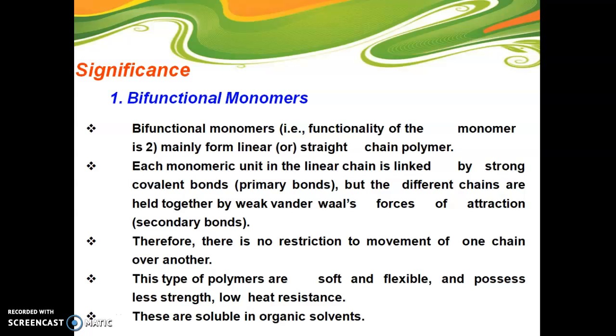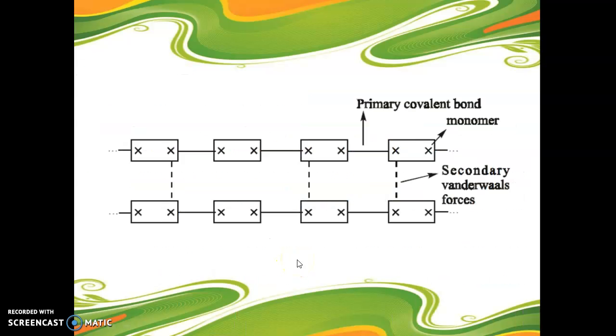This type of polymer is very soft, flexible, and possesses less strength and low heat resistance. They are highly soluble in organic solvents. Here, if you take an ethylene molecule, the functionality is 2. This is a primary bond, a covalent bond, and this is a secondary bond. It is just van der Waals forces existing between the molecules.